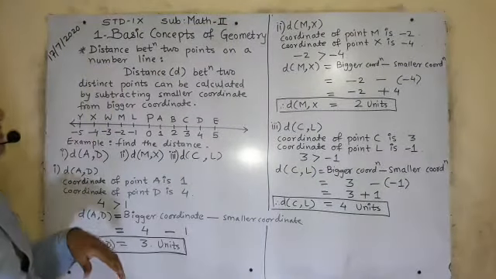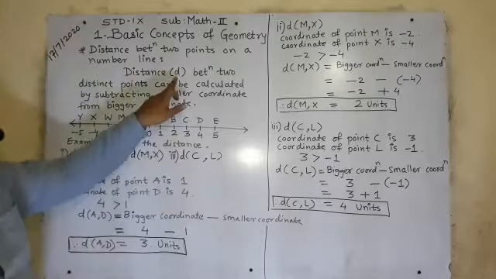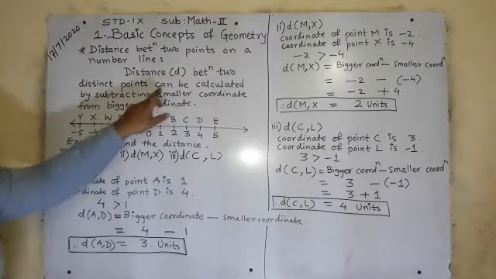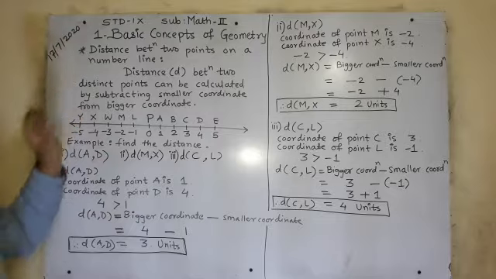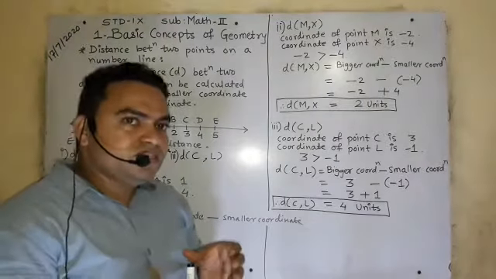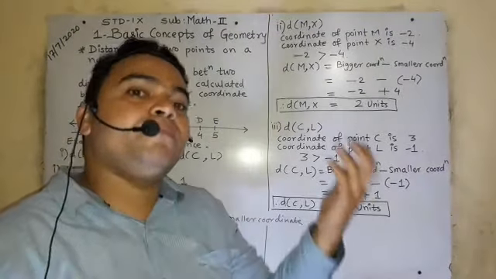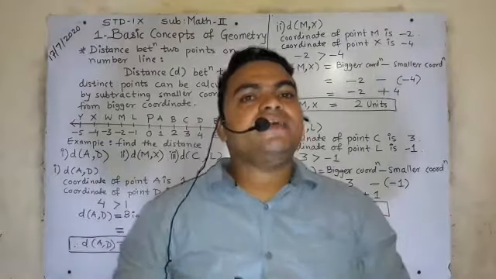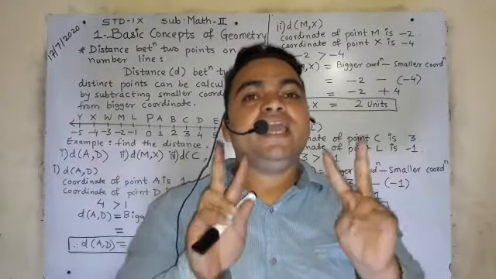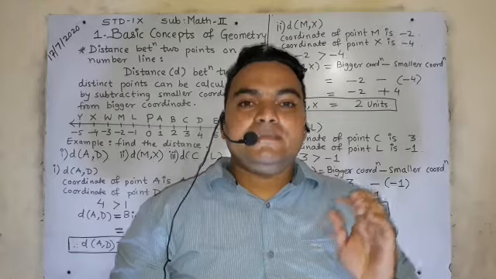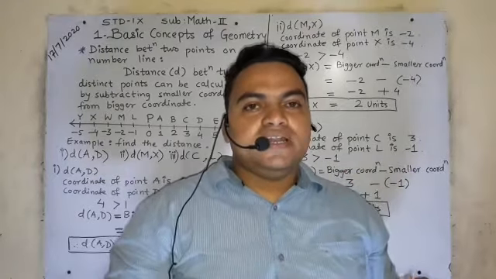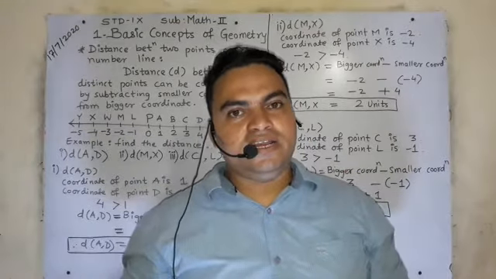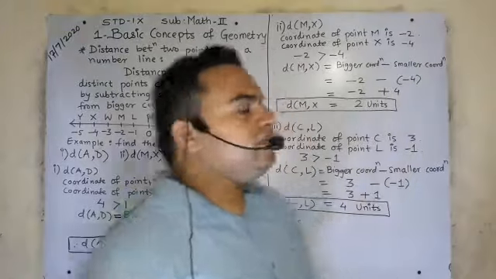How to find the distance? Distance, meaning small d, between two distinct points can be calculated by subtracting the smaller coordinate from the bigger coordinate. It means we can find the distance between any two points by subtracting the smaller coordinate from the bigger coordinate of the given points. So look at here.